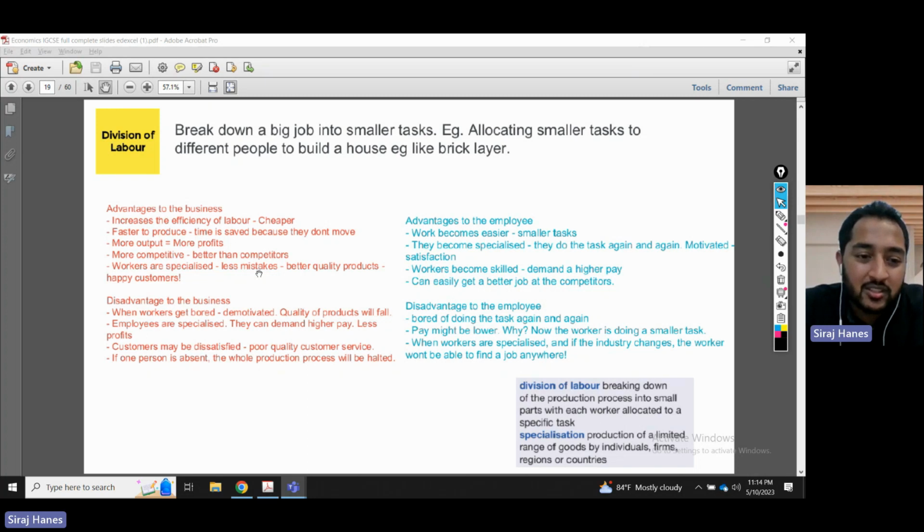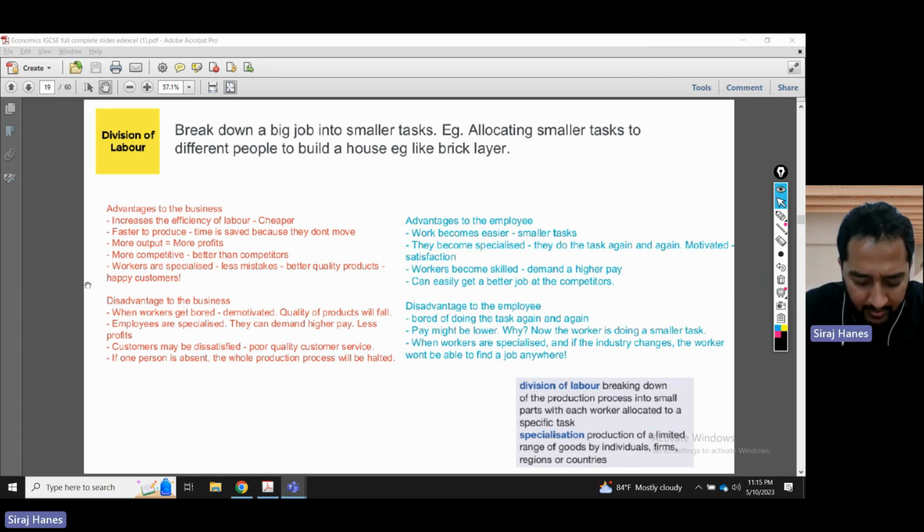Why? Because I've done this repeatedly. I become efficient. If the bricklayer in this case becomes efficient, it's cheaper because they're producing faster. Faster production, you're saving time because they don't move around, they're just doing one task. More output means more profits for the firm. More competitive because you're producing it at a cheaper rate. And workers are specialized, so fewer mistakes, better quality products, happy customers.